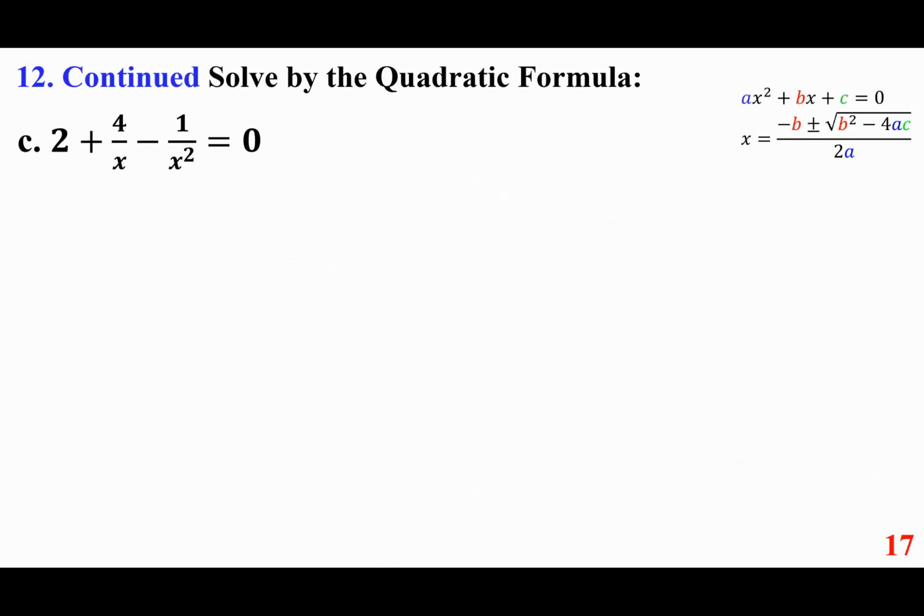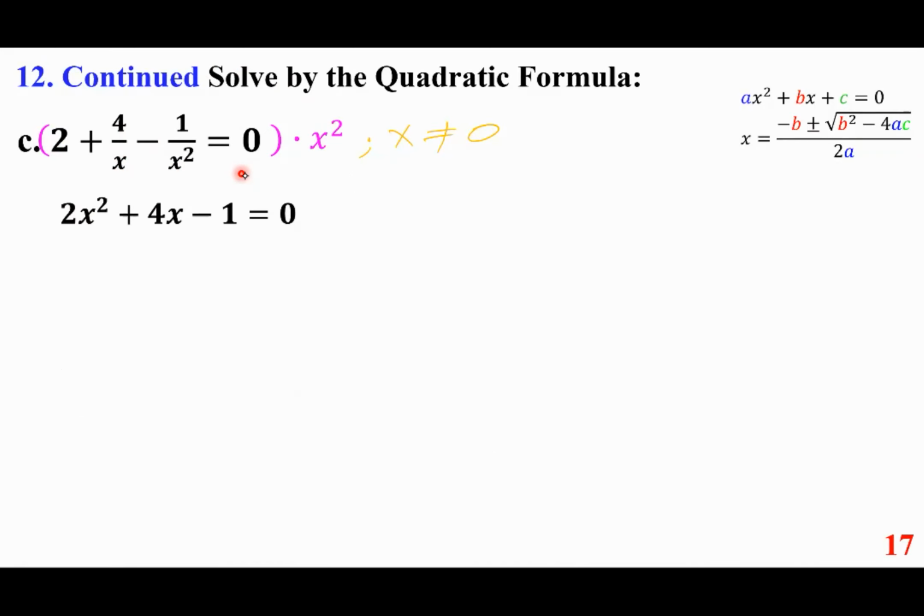When you look at this question, it doesn't appear to be quadratic. If you multiply both sides by the LCD, which is x squared, and of course you really have to add that x can't be 0, the reason being that the original says x can't be 0. The same thing happens here. So if you multiply by this, you get 2x squared. If you multiply that by this, you get 4x. If you multiply that by this, you get minus 1, and the right side is 0.